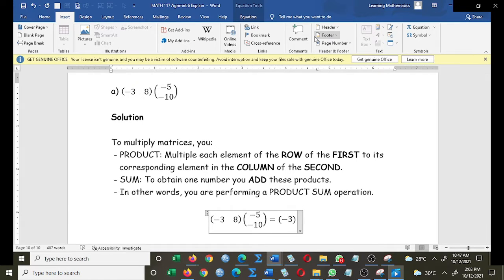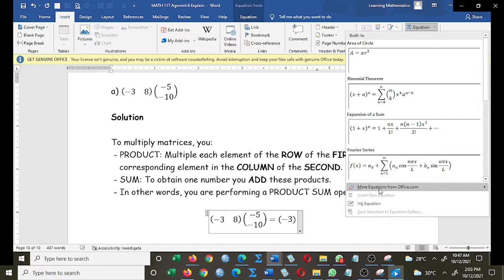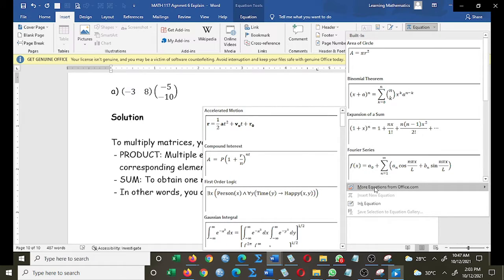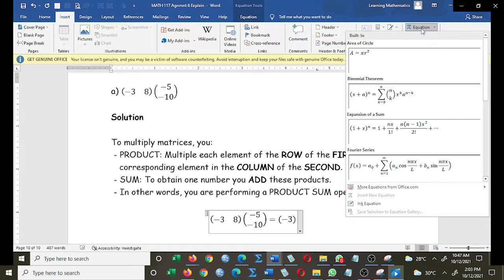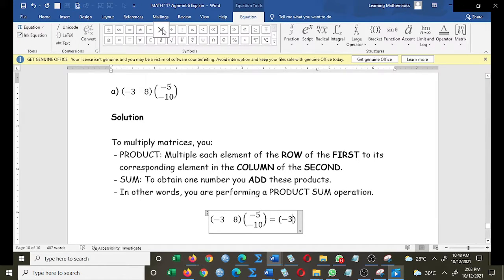-3 what? Times -5. -3 times -5. Insert equation. I want to insert equation, right? -3 times -5. That's a product. Okay. What else? Not equal. Remember, it's not equal. Plus. Okay. Plus. Right.